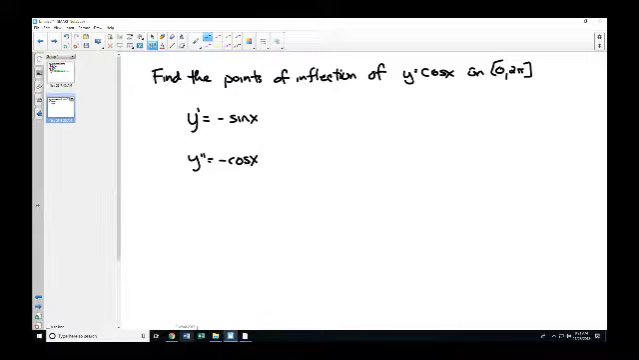What do we do with that? Set that second derivative equal to 0. And x is? It's the same as cosine. Pi over 2 and 3 pi over 2.